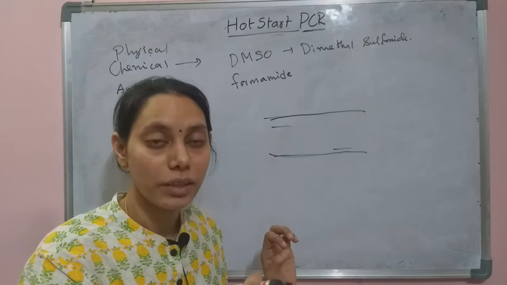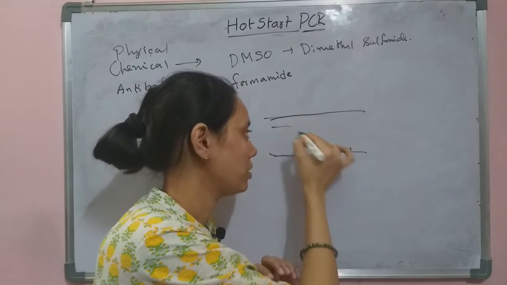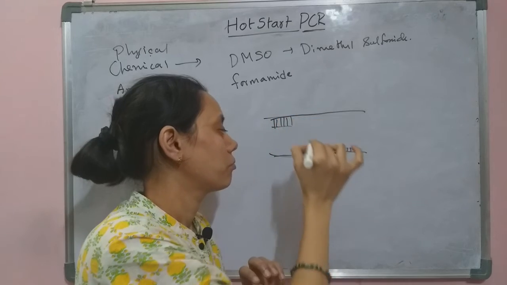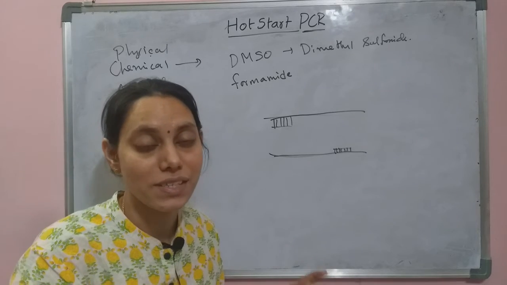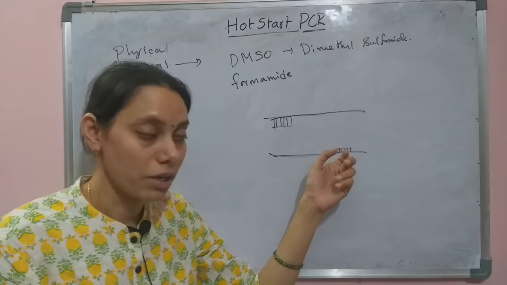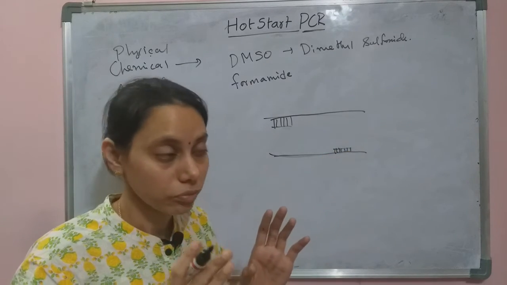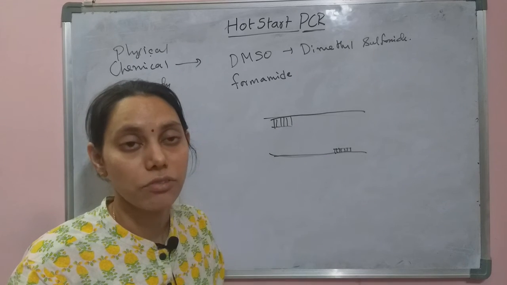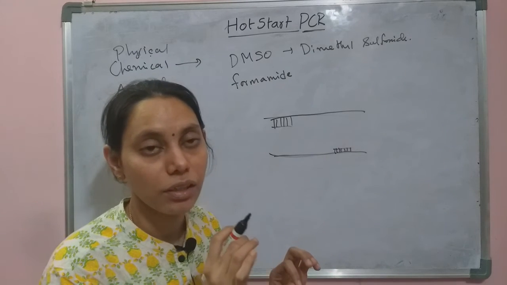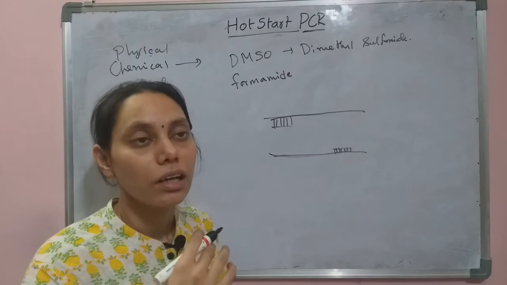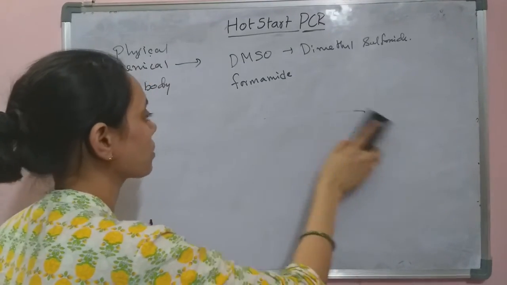Only highly complementary sequences will be identified, so these highly specific or highly complementary sequences will be identified by the primers, and they'll go and bind with these sequences which are meant for the amplification, which are targeted for the amplification during the experiment. So only the targeted portion, only the specific portion of the DNA will be simply triggered for the amplification. So that is how these chemicals will help.